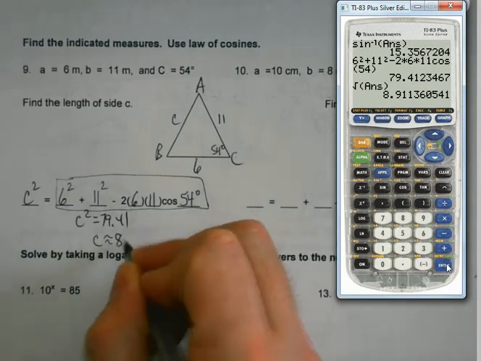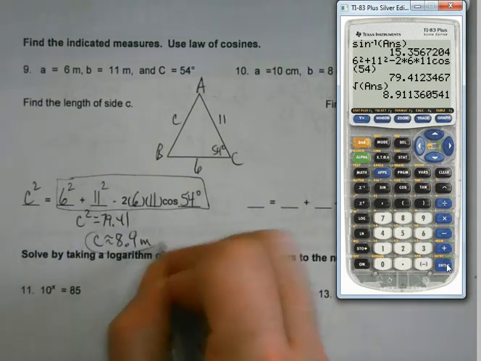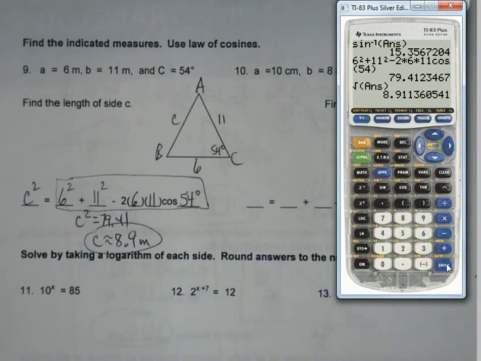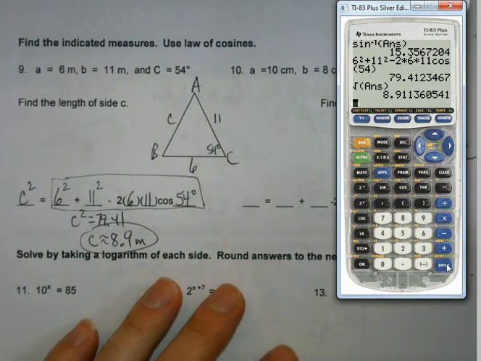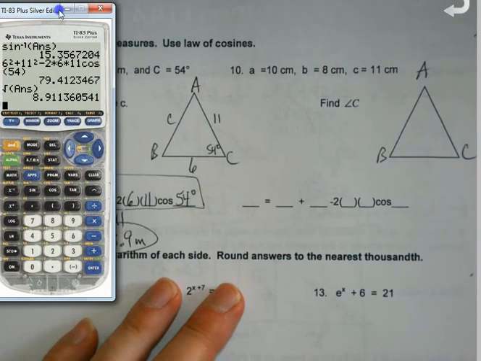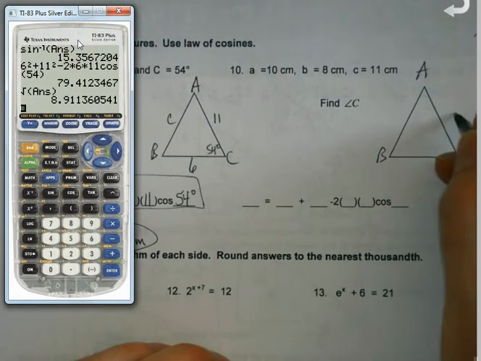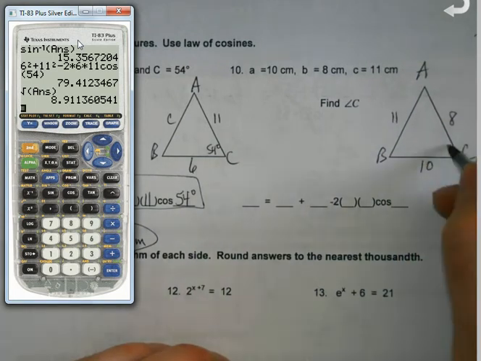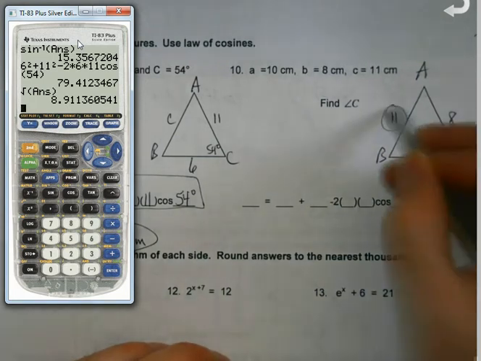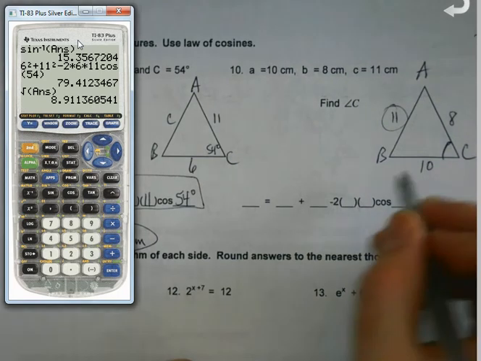So C is about 8.9 meters. And I'm ready to roll. And I do the same thing on the next one, except here, I have my three sides. Find angle C. Luckily for me, that also happens to be the biggest side.